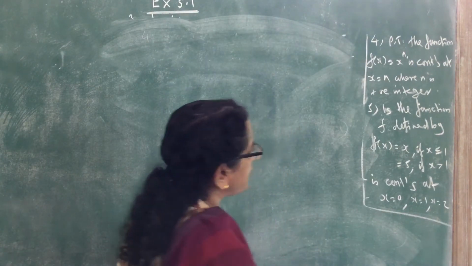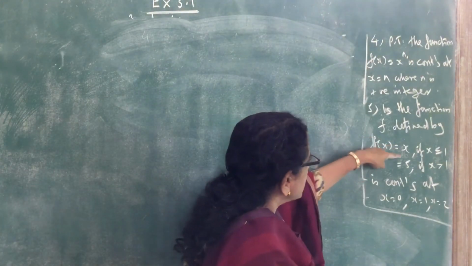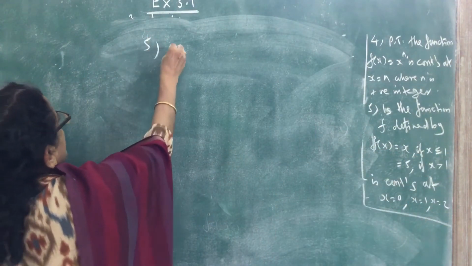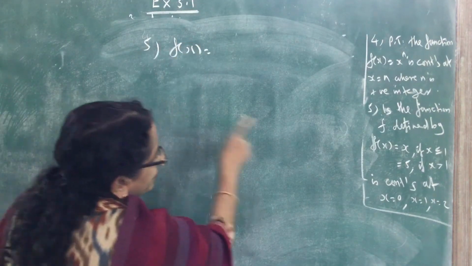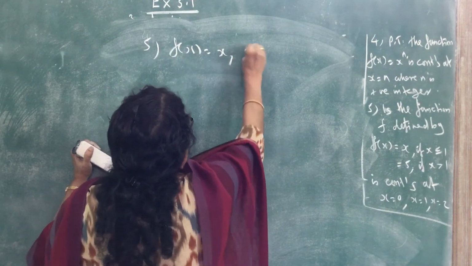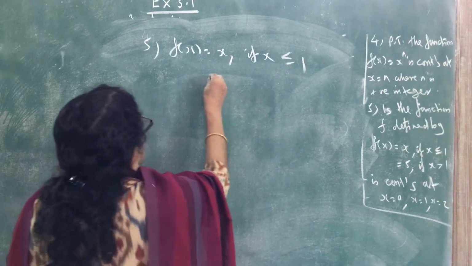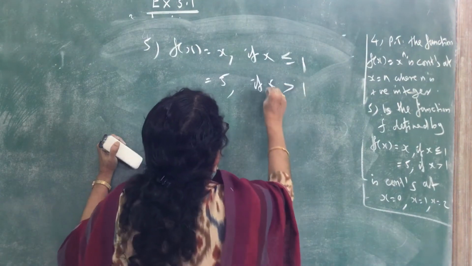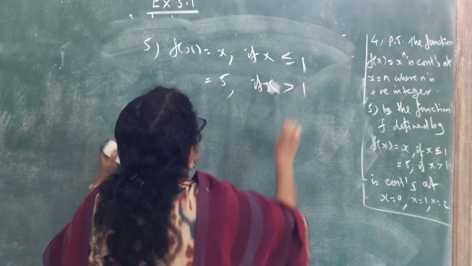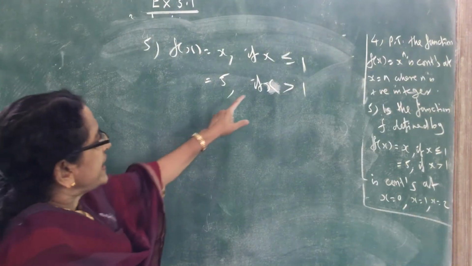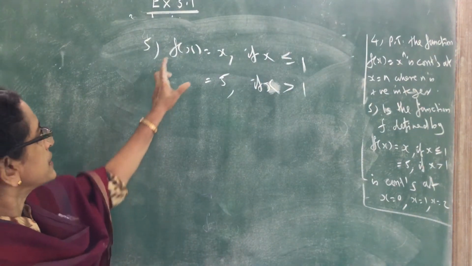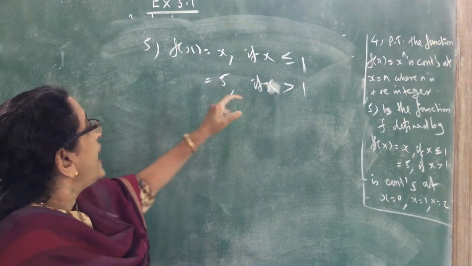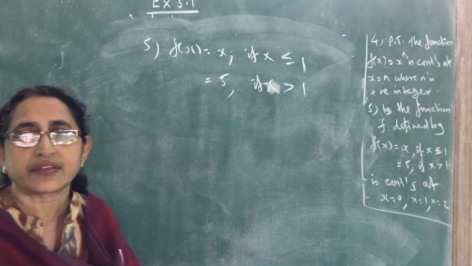Is the function f defined by f of x equal to x if x is less than or equal to 1 and equal to 5 if x is greater than 1. So this is the given function: f of x equal to x when x is less than or equal to 1, and equal to 5 when x is greater than 1.